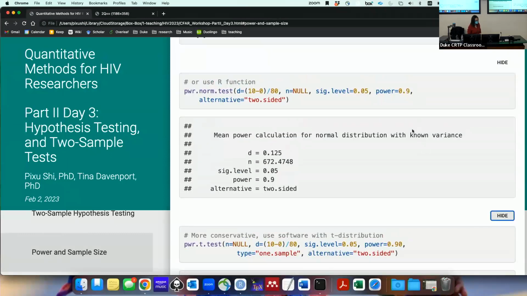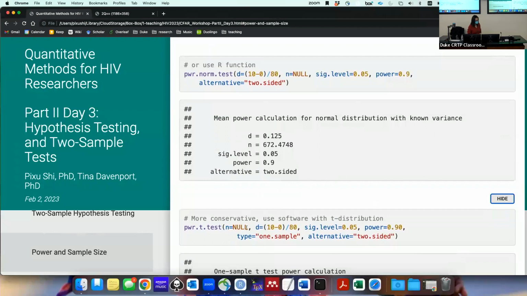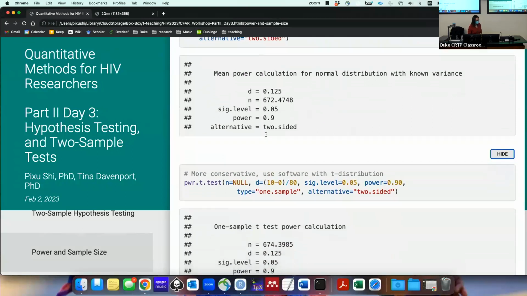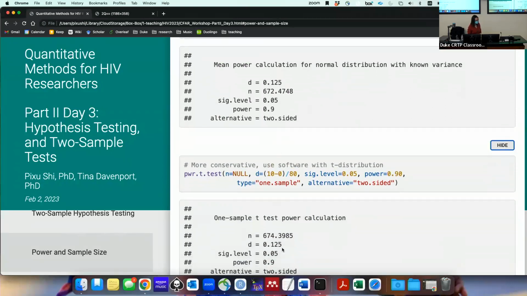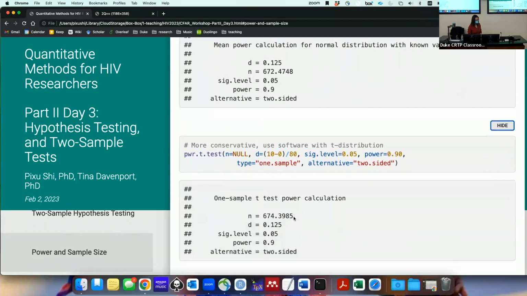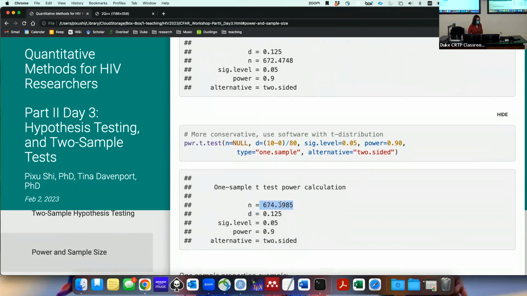The difference between those two is that this one is dependent on the t-test. This one is using the normal test for the power calculation. And you can see they are slightly different. This t-test is slightly more conservative. So you would need 2 more subjects if you base your sample size calculation on here.